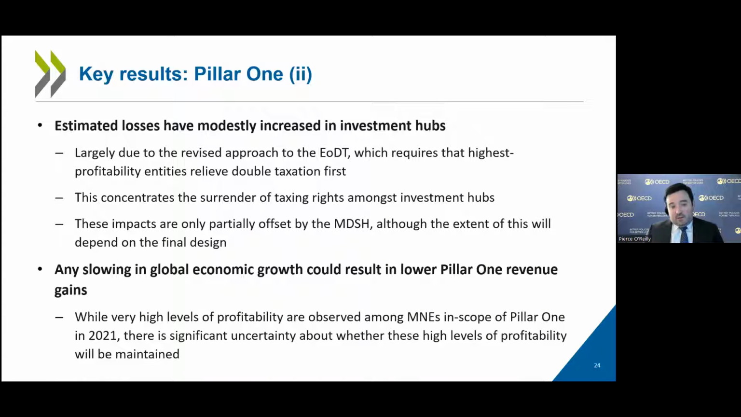And then I think it's important to note that we have this kind of steady increase in the amount of profit that's in scope, but obviously economic conditions can change. The levels of profitability that we see in these in-scope MNEs for 2021, and we do see them for the 2022 data that we've looked at so far, may not continue. And if it doesn't, the amount of profit that's allocated under Amount A may fall from this 200 billion figure to a lower figure, depending on what the future holds.